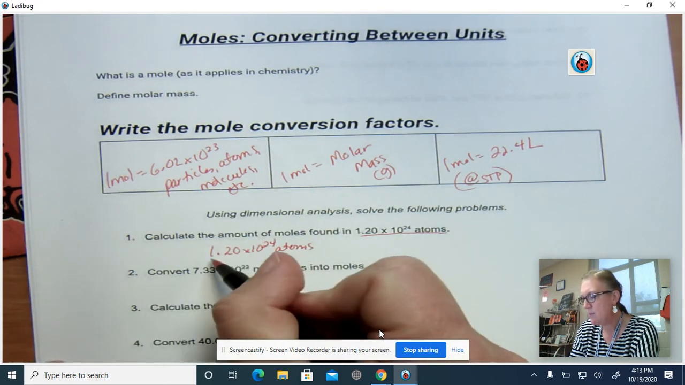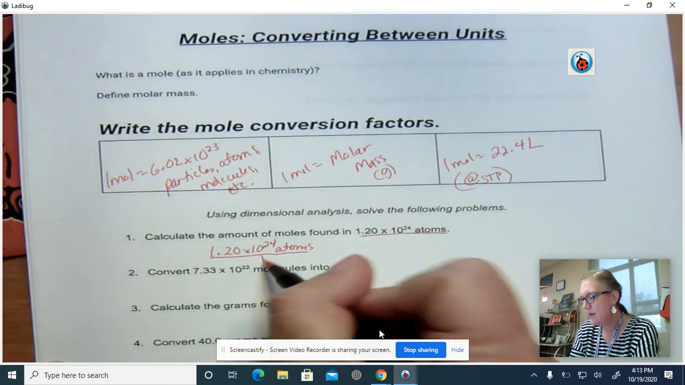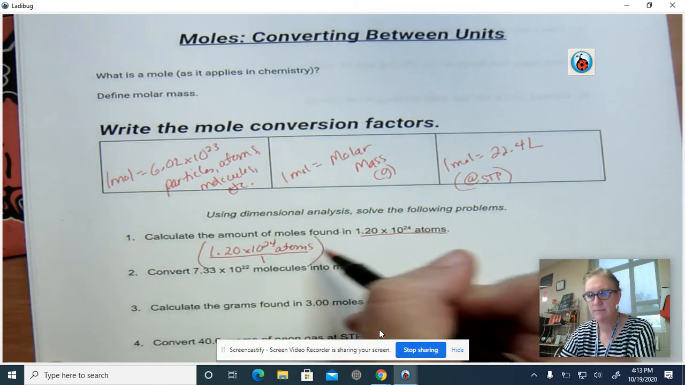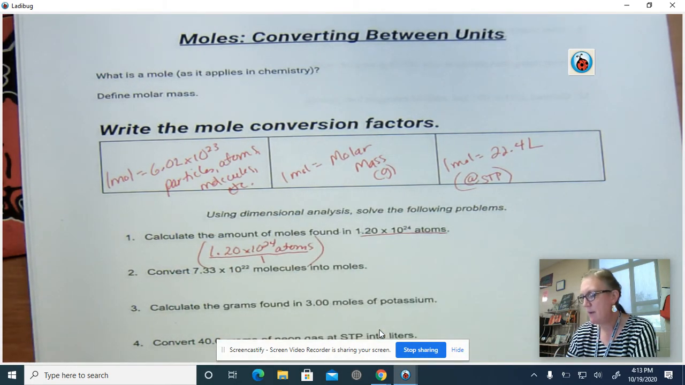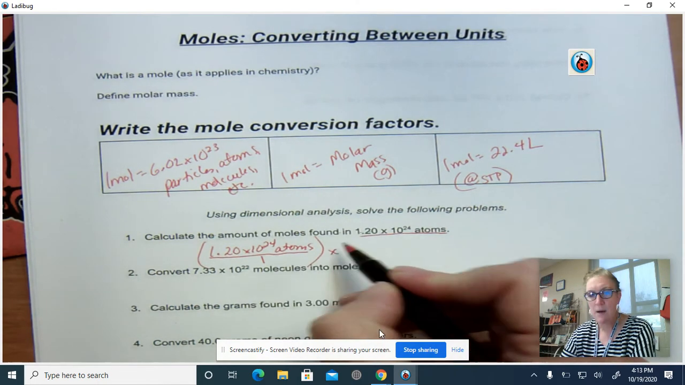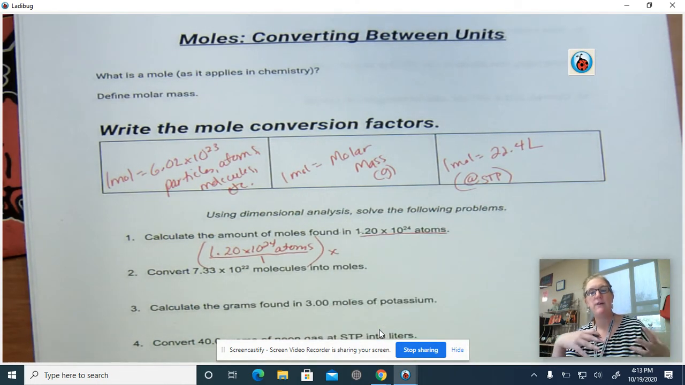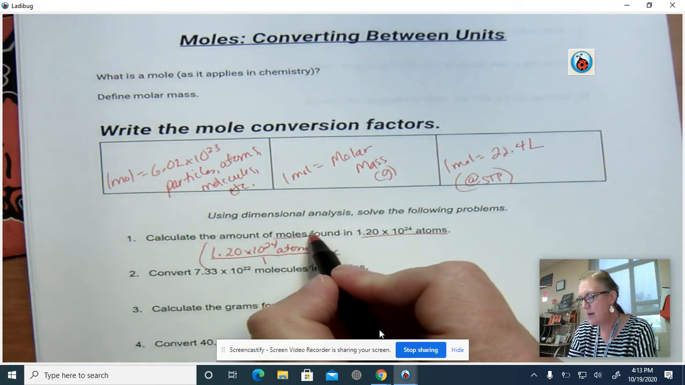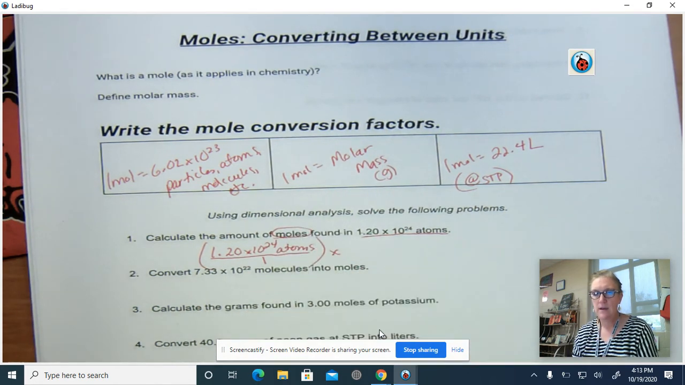So I'm going to take this number and put it over 1, because I just want it to look like a fraction, okay? So I've got my 1.20 times 10 to the 24th atoms over 1. And I'm going to multiply that by a conversion factor because I don't want my unit to be atoms anymore. I want it to be moles. That's the unit I'm trying to get to, okay? So we're going to set up our units first, and then we're going to plug in the numbers.